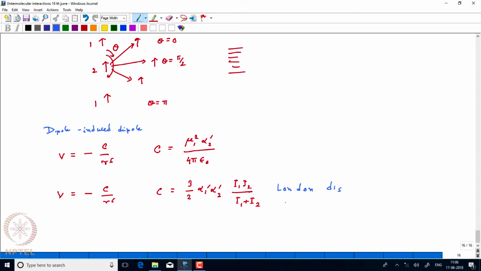So, this is after Fritz London, who described the dispersion interaction, which is between an induced dipole and another induced dipole, the London dispersion equation. So, this is between induced dipole, this should be induced dipole interaction, which is also known as the London dispersion interaction.